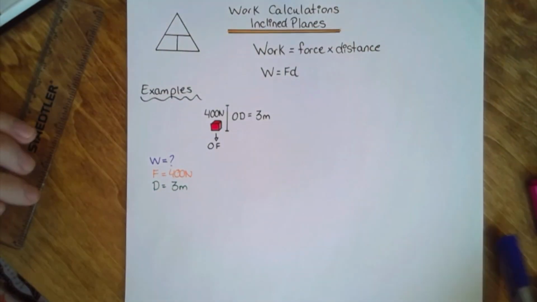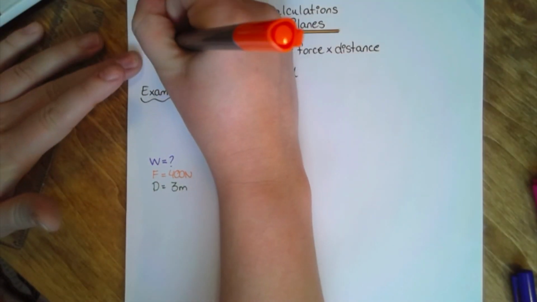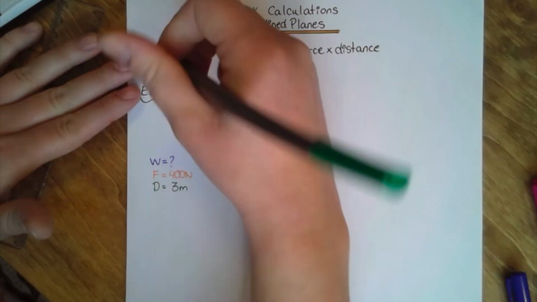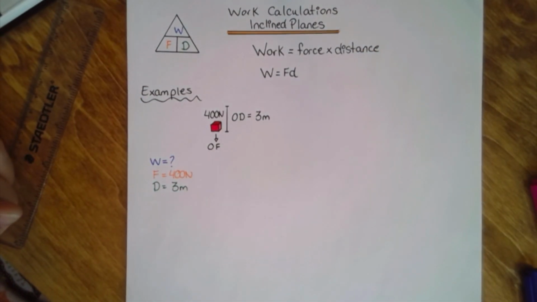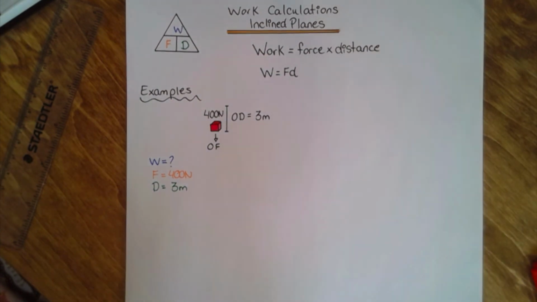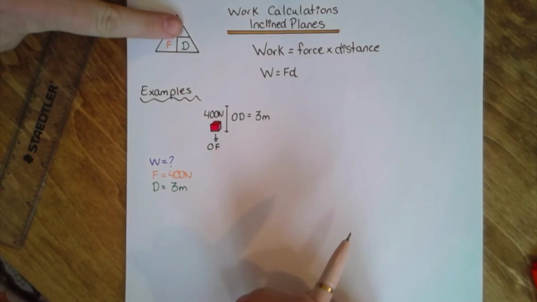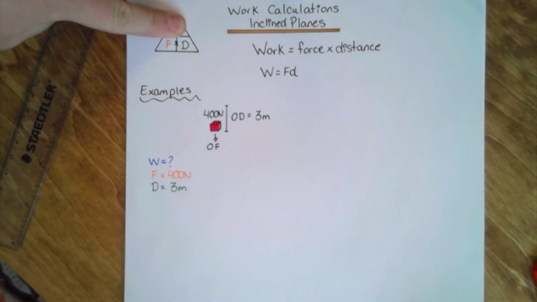Okay, we have work on the top, and then we have force and distance over here. Remember, you cover what you're looking for. So in this particular example, we are looking for work. So we're going to cover work. Remember, when things are beside each other, it means multiply.